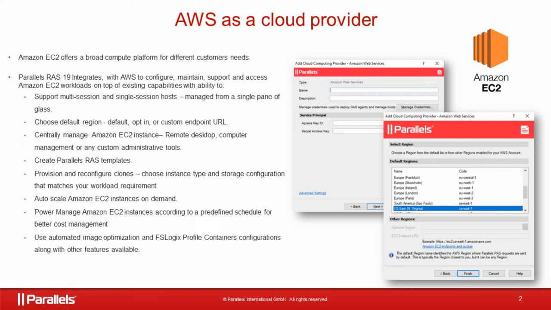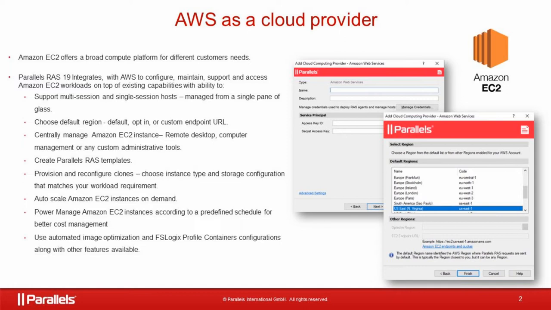Create Parallels RAS templates from an existing EC2 instance. Provision EC2 clones based on the configured RAS templates, or reconfigure clones based on different instance type and storage configurations, such as disk size, volume type, disk IOPS, and throughput. Auto-scale EC2 instances on demand, depending on workload, with the ability to scale out and scale in.